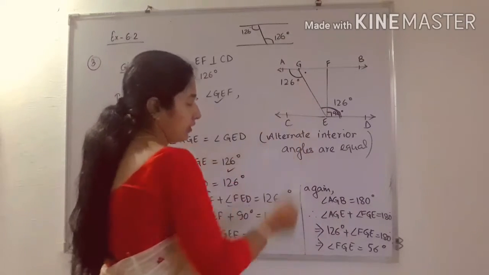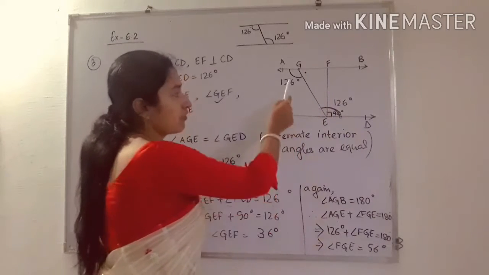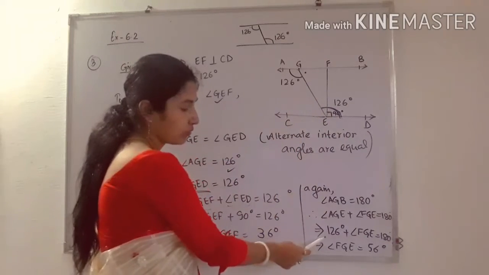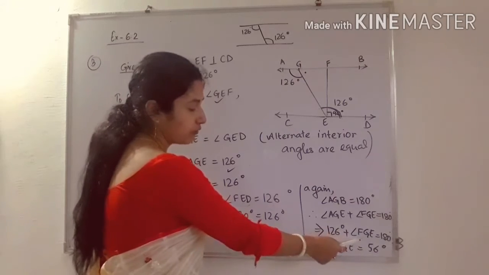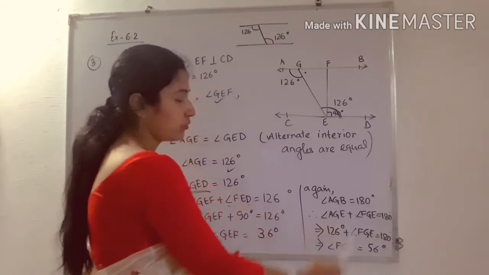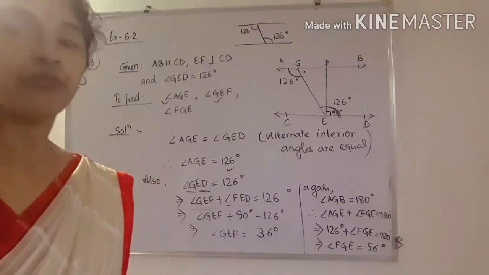So this is equal to 180 degrees. After that, in place of angle AGE we can write 126 degrees. In that way we can find the value of angle FGE, that will be 180 minus 126, and the answer will be 56 degrees.